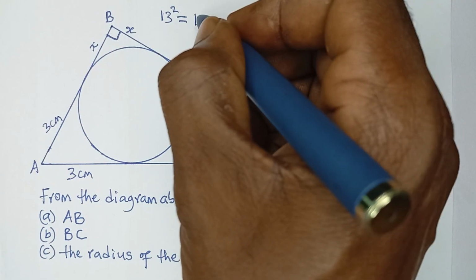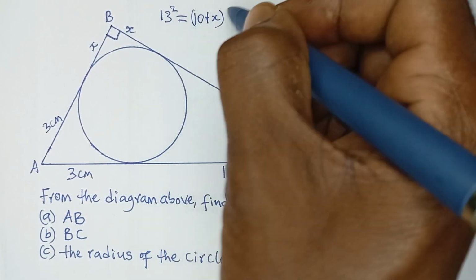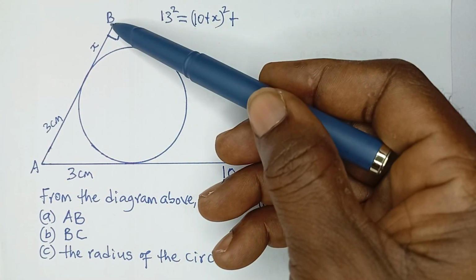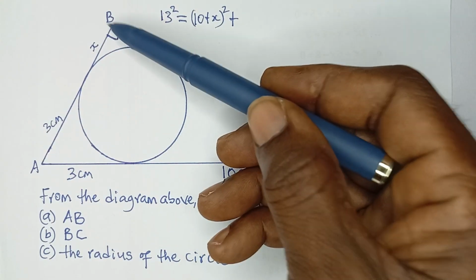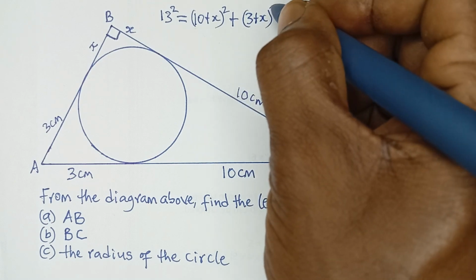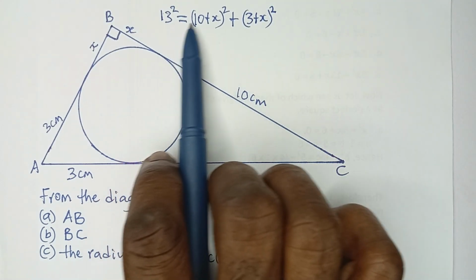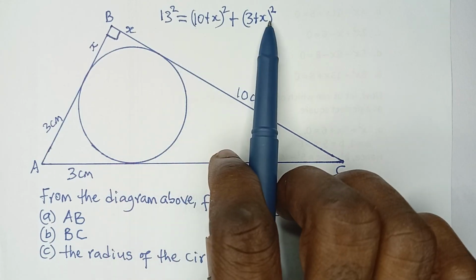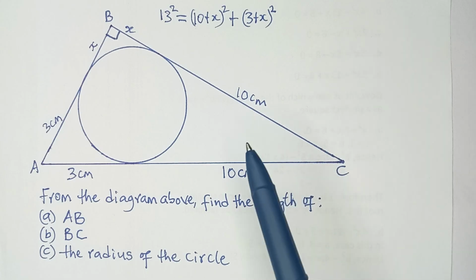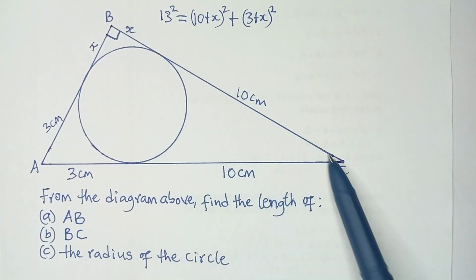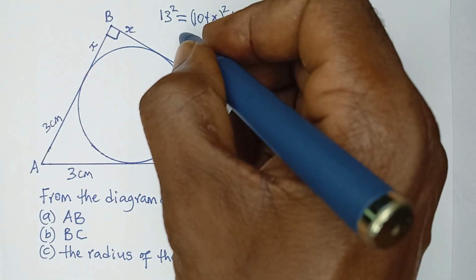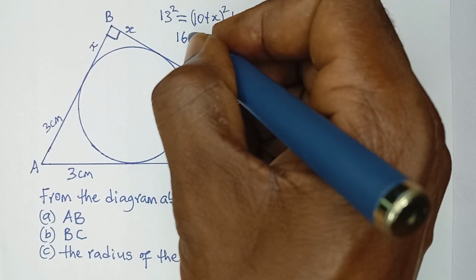So from Pythagoras theorem, we square 10 plus x, then plus the third side, which is 3 plus x. The full length here is 3 plus this x, and we also square it. What we have written down here is the Pythagoras theorem, that says the square of the hypotenuse is equal to the sum of the squares of the other two sides. So if we simplify this further, 13 squared gives us 169.